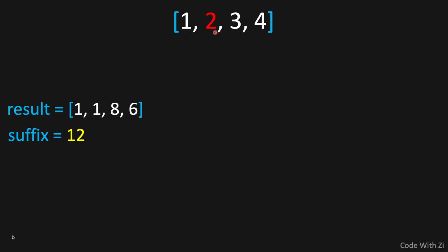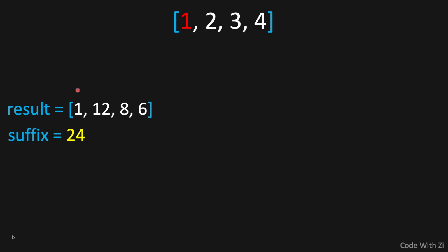In this round, we have 2. So this is the position that we need to look at. And we need to multiply this number with suffix. So 1 multiplied by 12, that's going to give us 12. And then we bring this down and multiply it with suffix. So 12 multiplied by 2, that's going to give us 24. And then we keep on going with our loop.